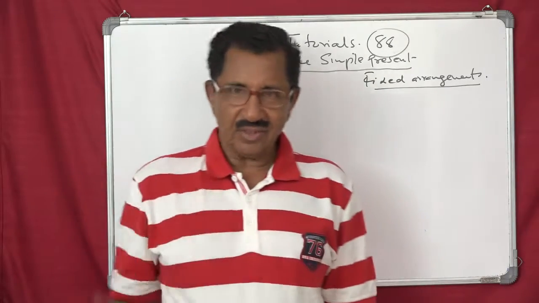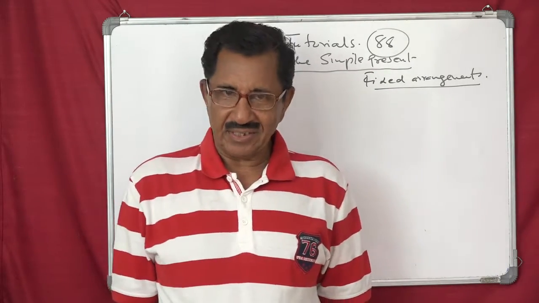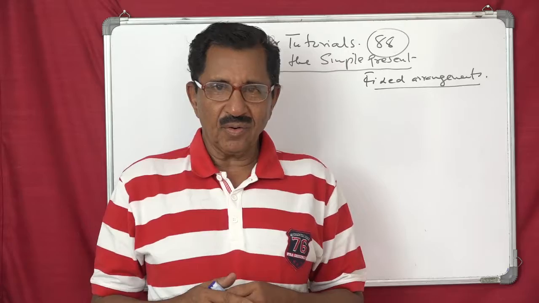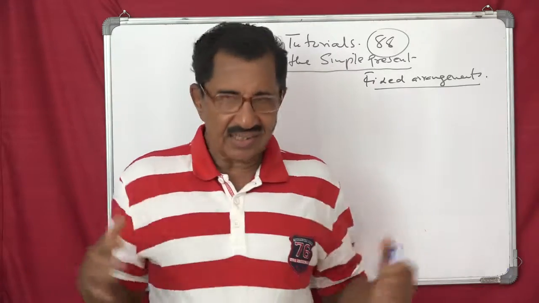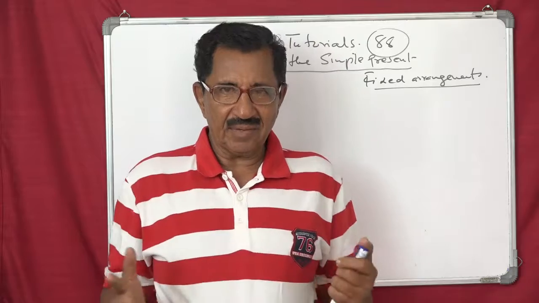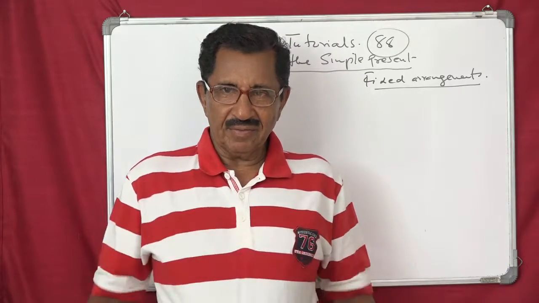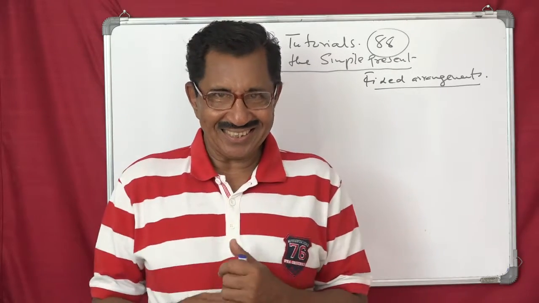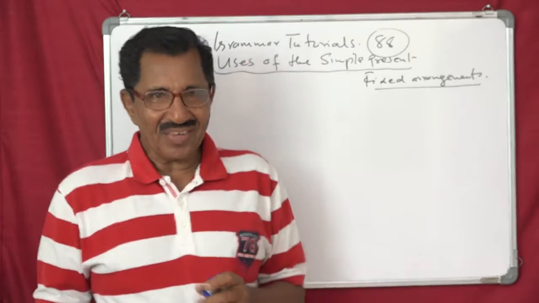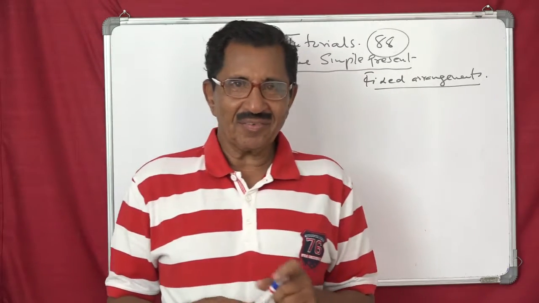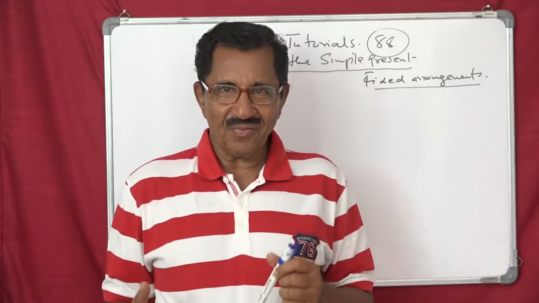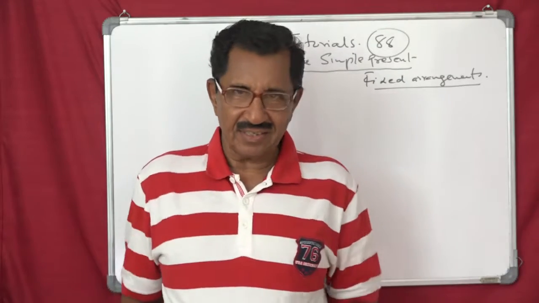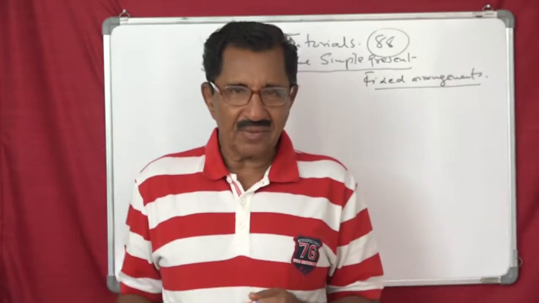For fixed arrangements, you use the simple present. For example, we say, we have compulsory games in the evening. So there is a fixed arrangement. Timetable, for example. We have economics on Sundays, special class. Or we have catechism on Sundays. Or we have studies on religion on Sundays. So that is a fixed thing. Every Sunday you have it. Understand? So let's see some examples.